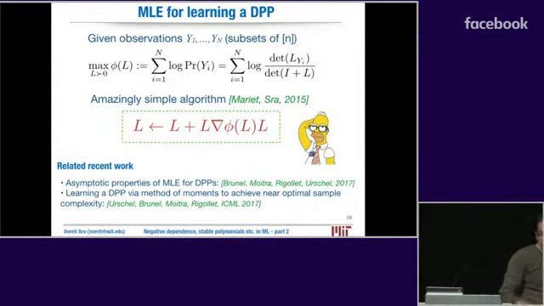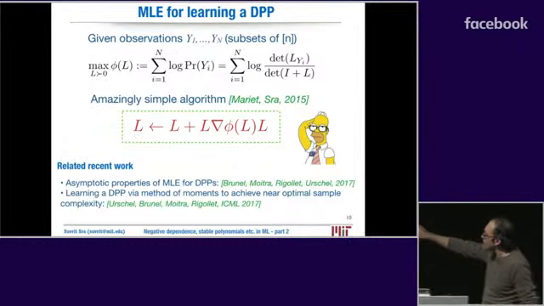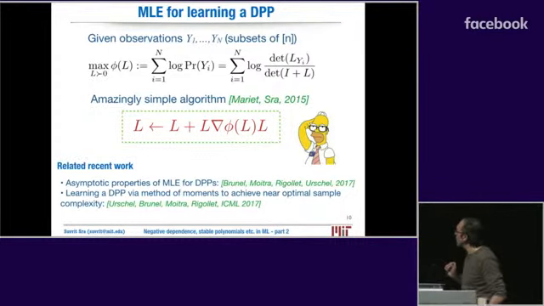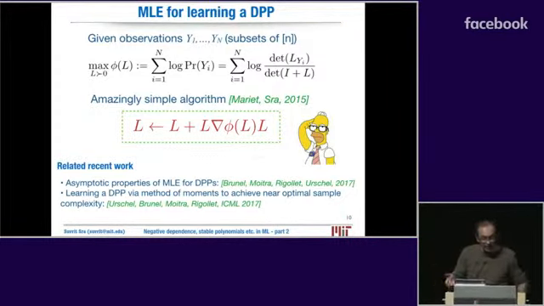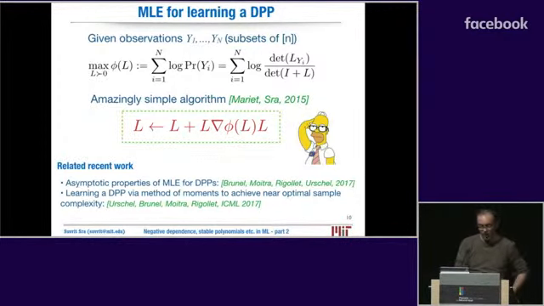There is recent work on just the MLE problem. So for studying asymptotic properties of MLEs for DPPs, it's done by those authors. I think Victor might be in the audience. I don't know if he's here. And learning a DPP via methods of moments, again, to optimize sample complexity, that has also been studied recently. So there's quite a bit of interesting theory that has been developed for the MLE problem, though in the, let's say, statistical version of it.